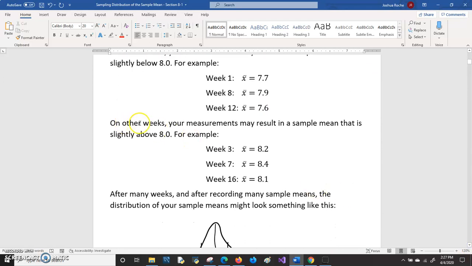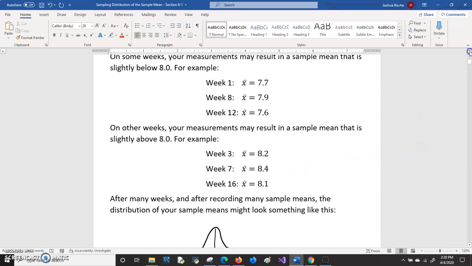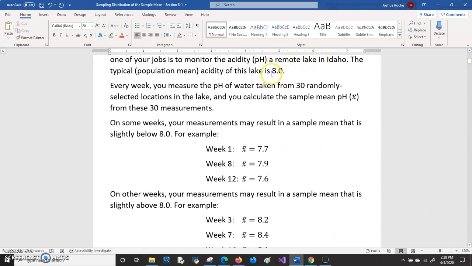And the same goes for other weeks. You might get measurements that result in a sample mean that's slightly above 8.0. So let's say that on week number 3 you get your 30 measurements and the mean pH turns out to be 8.2. Or on week 16 you get your 30 measurements and the mean pH comes out to be 8.1. So again, that can happen even though the typical pH for the lake is 8.0. On any one particular sample you can get a different mean by chance.